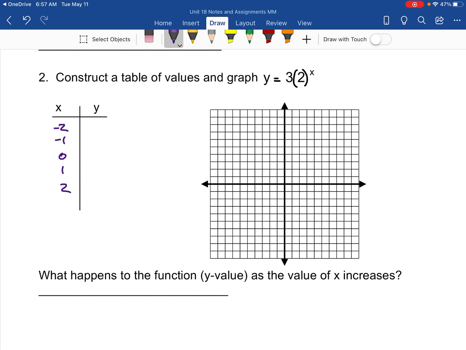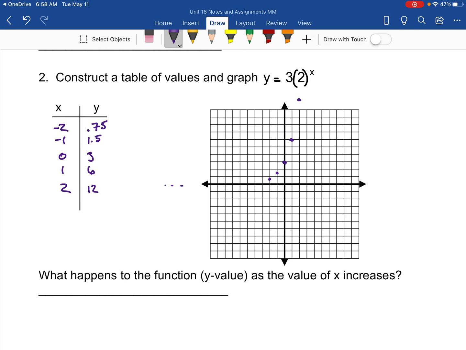And let's write down what those values are. When x is -2, y is 0.75. When x is -1, y is 1.5. When x is 0, y is 3. When x is 1, y is 6. When x is 2, y is 12. Okay, so let's graph those. We have -2, 0.75. Yes, it's a decimal, you can still graph it. x is -1, y is 1.5. x is 0, y is 3. When x is 1, y is 6. And when x is 2, y is 12.